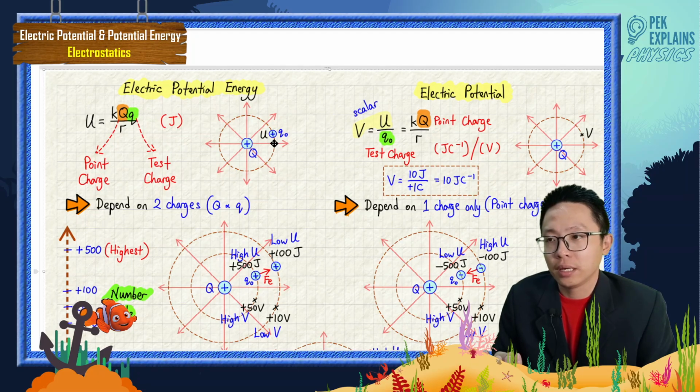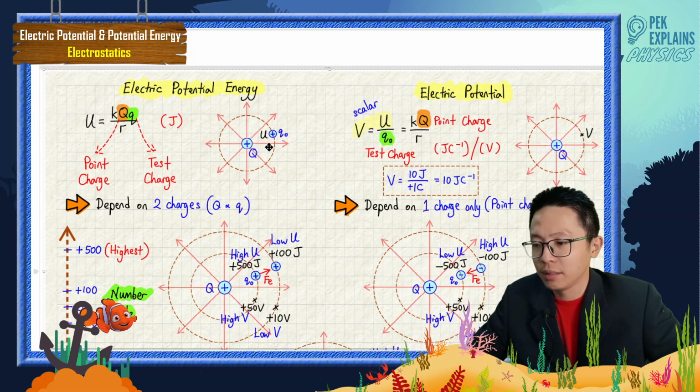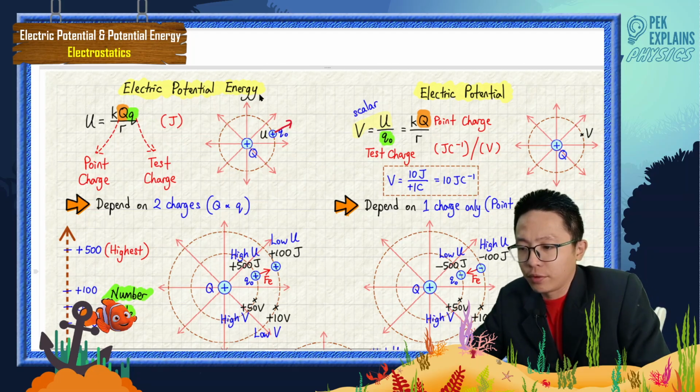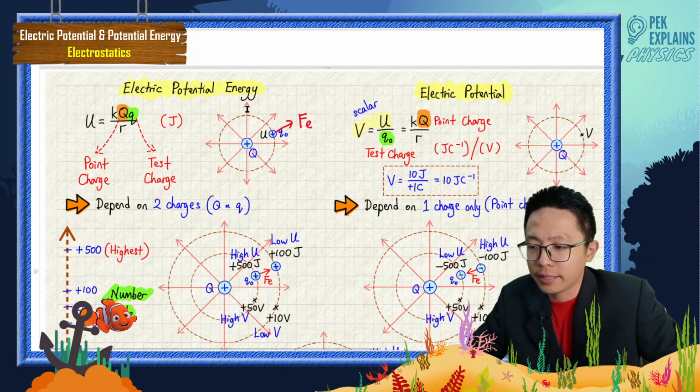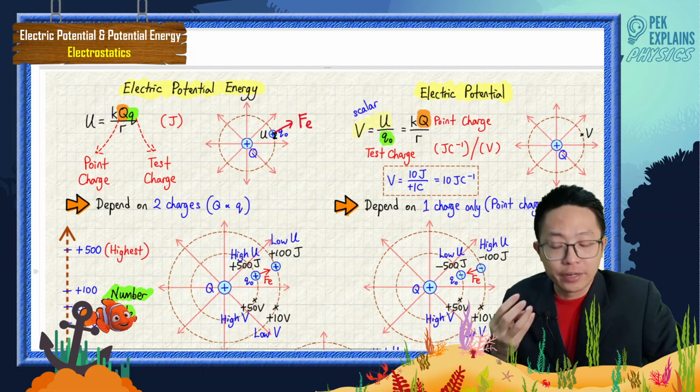Electric potential energy is the energy possessed by a certain charge. Okay, so like you see this point charge and this test charge, both of these repel each other, because positive charge and positive charge repel each other. So we can say this test charge is being repelled by the point charge. So we can say this test charge possesses a certain amount of electric potential energy because of this repulsive force.